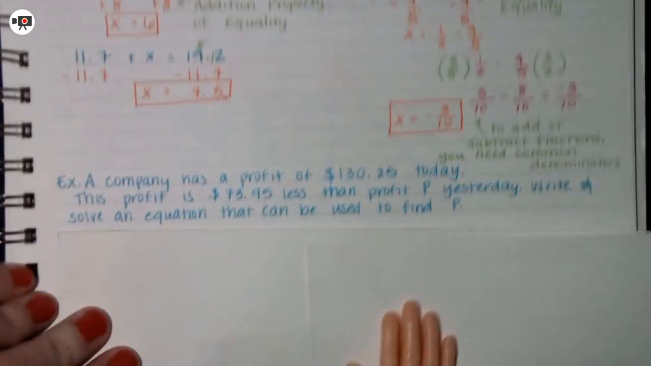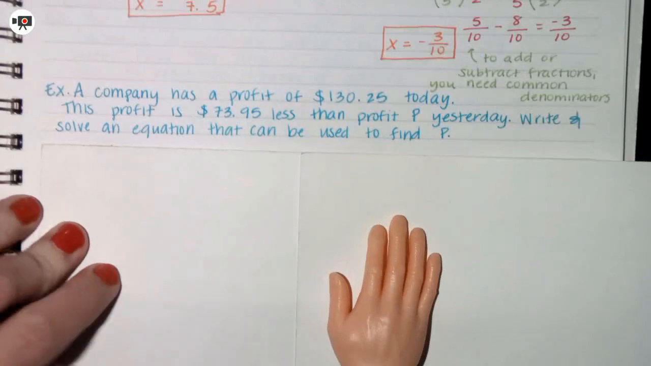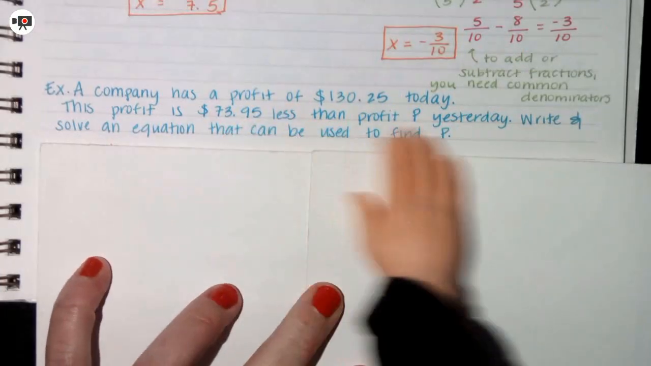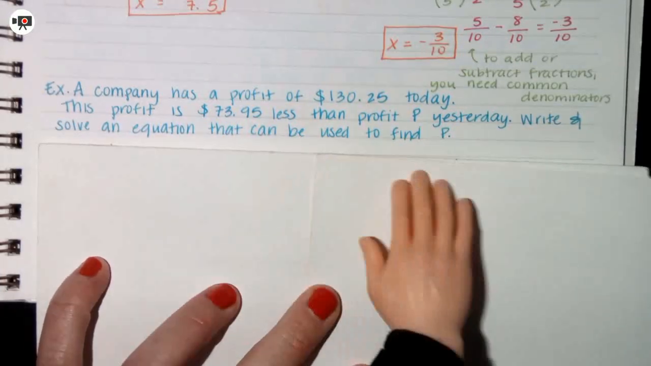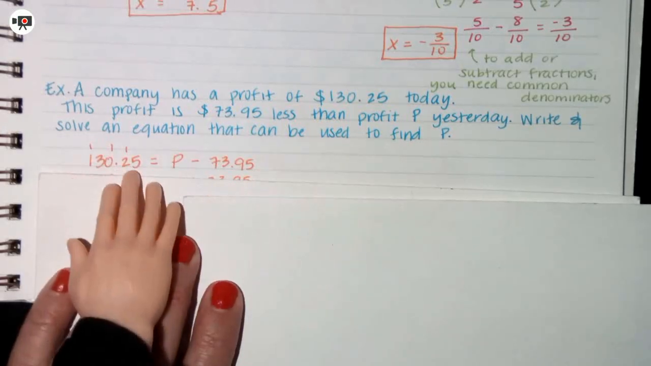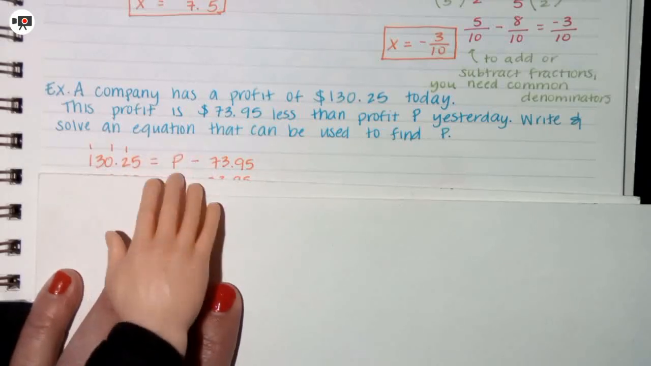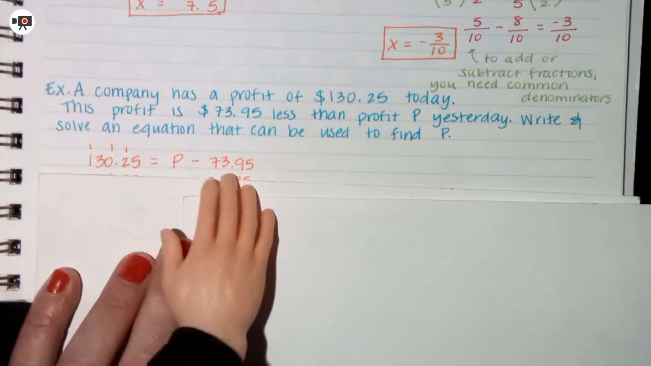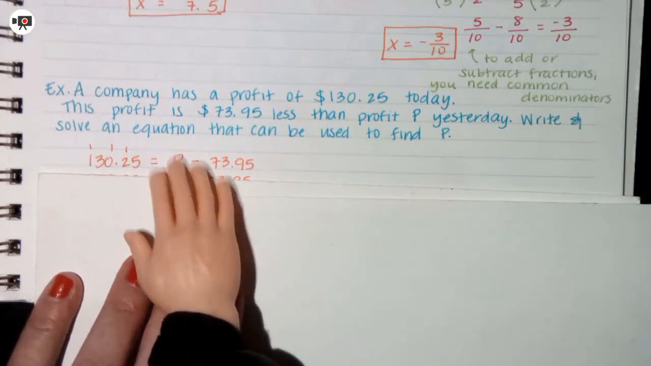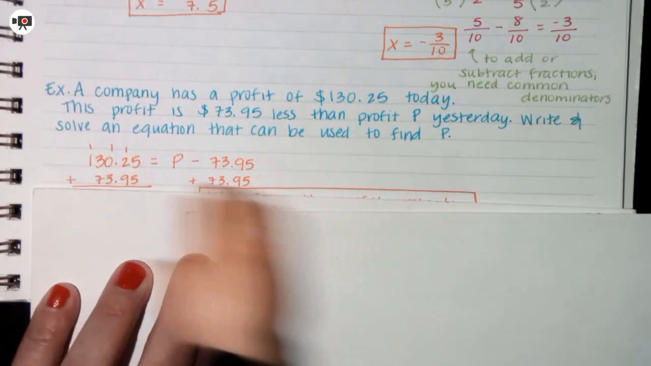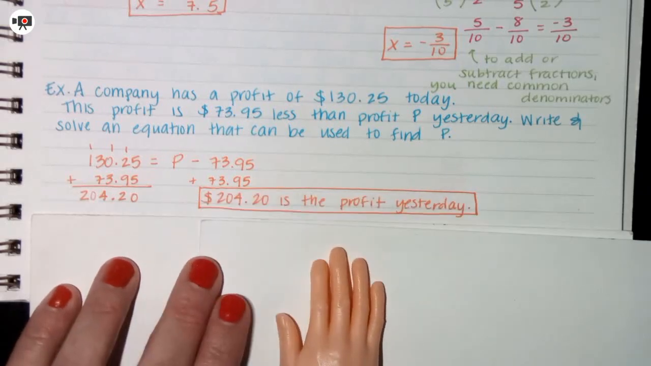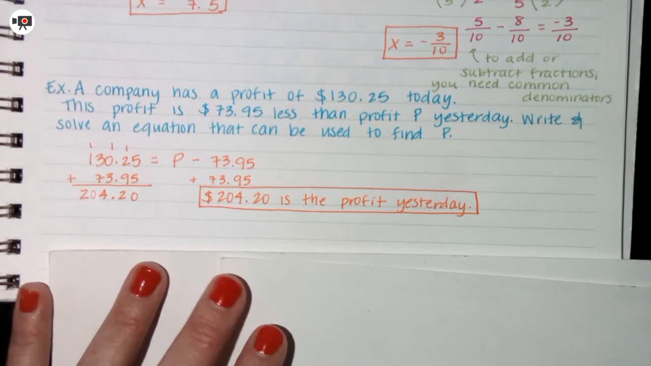This problem says that a company has a profit of $130.25 today. This profit is $73.95 less than the profit P yesterday. Write and solve an equation that can be used to find P. So I have 130.25 is yesterday's profit minus 73.95. So the 73.95 is less than the profit. So I know the profit's bigger. So I'm going to solve for P and add 73.95 to each side to get $204.20. So that is the profit from yesterday.